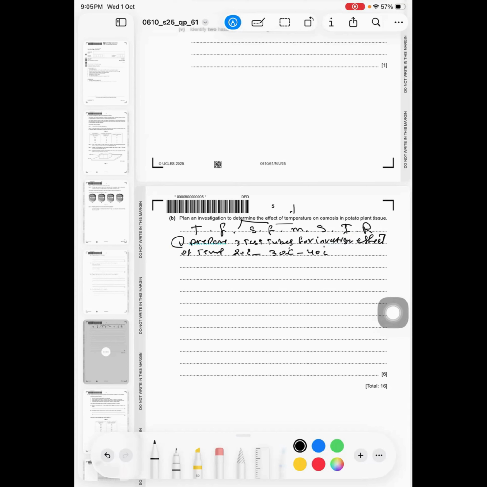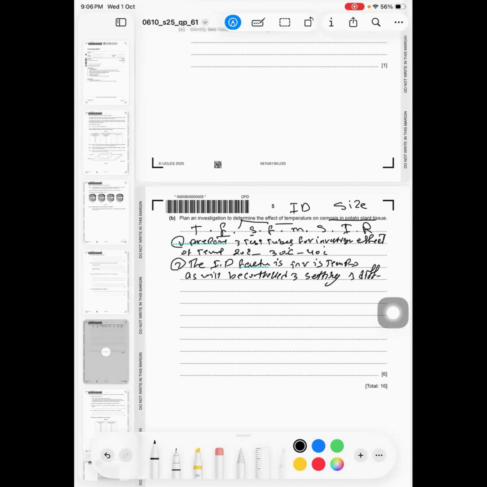Who's my independent? Temperature. Who's my dependent? The rate of osmosis, which will be what? The size. Okay. Next, the independent factor in this investigation is temperature, as it will be controlled by setting three different temperatures we have mentioned before: 20, 30, 40.